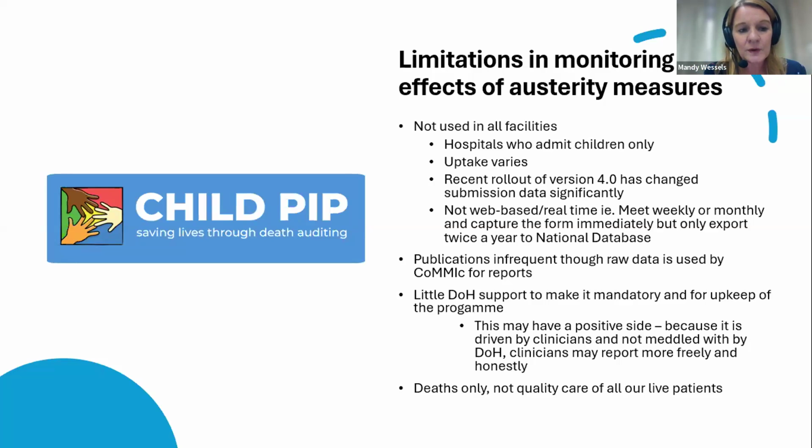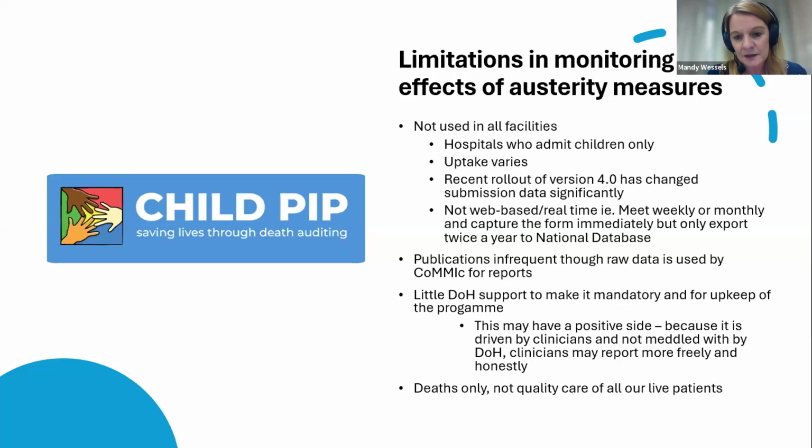And then something that's always been a struggle with Child PIP is that it's not web-based. It's not real-time. It's not like the Notifiable Medical Conditions app that instantly gives you an answer or gives you a database. It's something that requires a twice-a-year export from a facility, and then published data follows much later. And so it will be lovely to look back on the Child PIP data 5 years from now and see how the austerity measures were captured, but it's not something we'll be able to use to advocate right now.